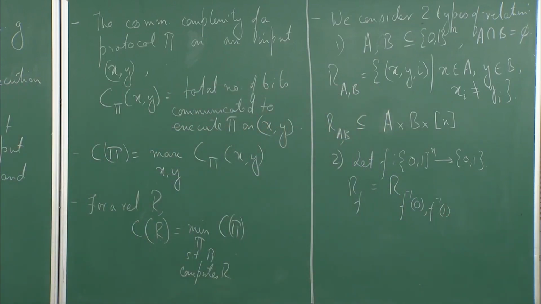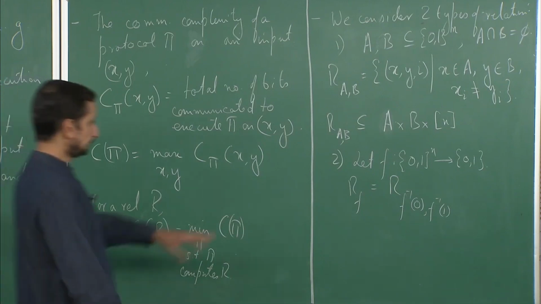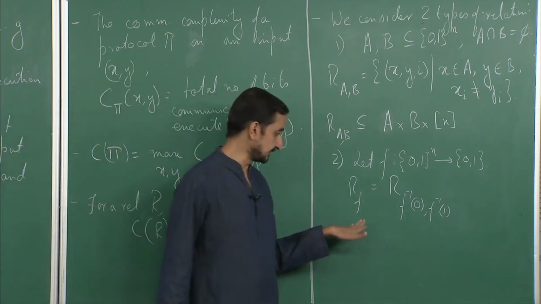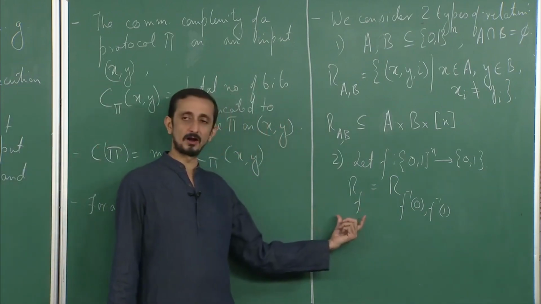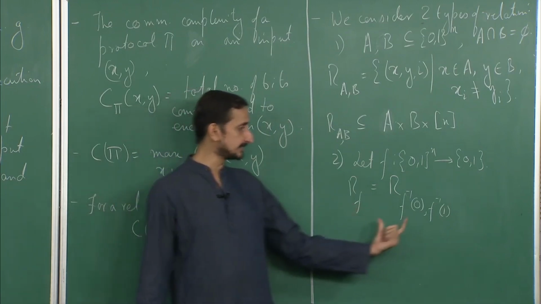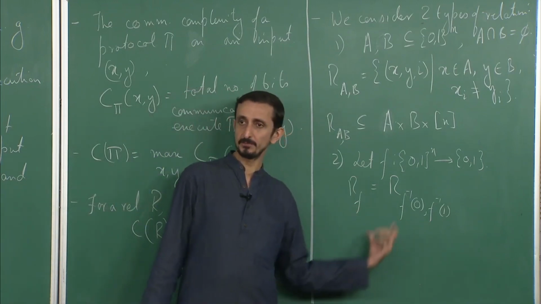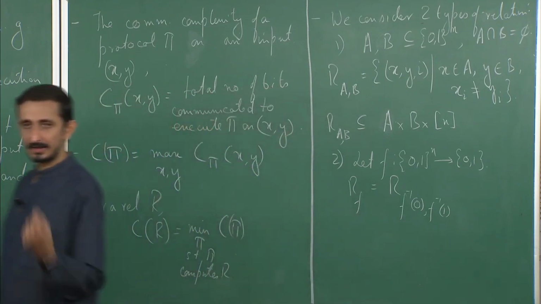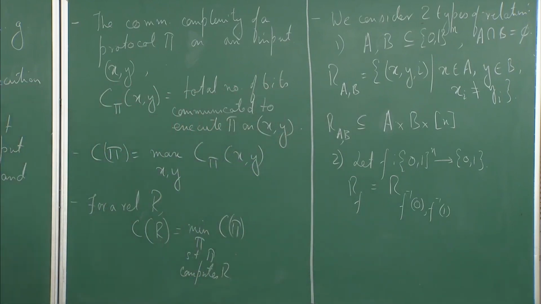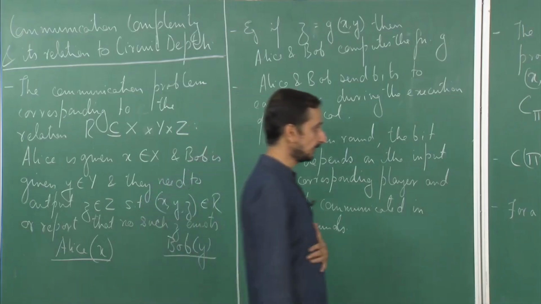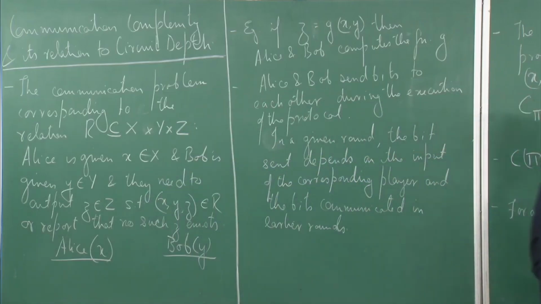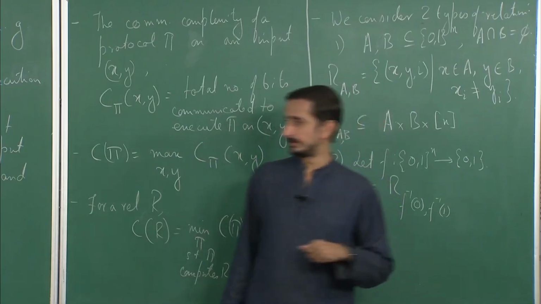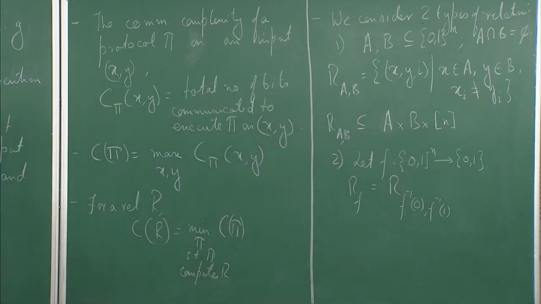Okay. So basically, if there is a protocol for R_f, it means that Alice is given a string which evaluates to 0, Bob is given a string which evaluates to 1, and they need to agree on an index on which both x and y differ. Okay. So this is roughly the framework that we would be considering.